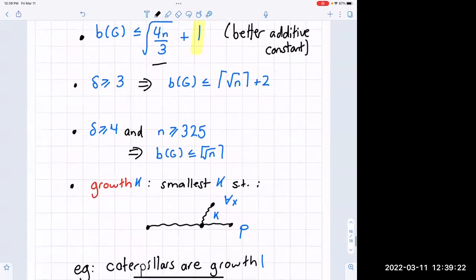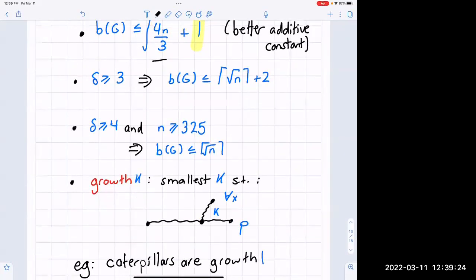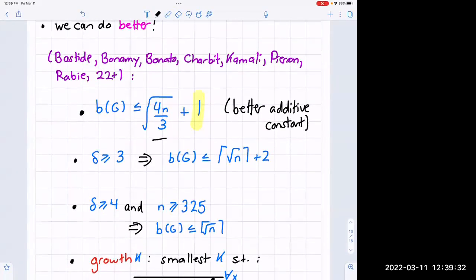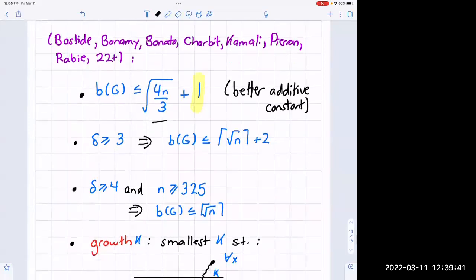There's a little more we can say, though, which suggests that the Burning Number Conjecture is true. And let me tell you about that. By the way, this is a paper, Bastide et al., with a number of co-authors. It just appeared on the arXiv, so this is available publicly, just as of Monday.